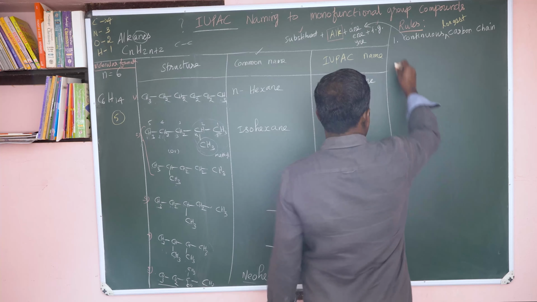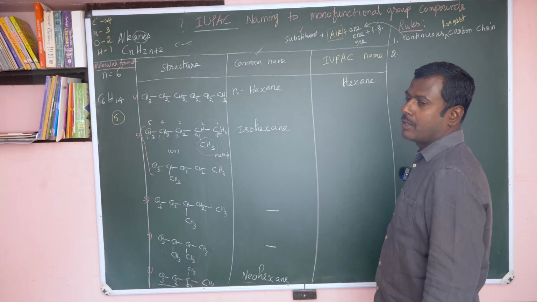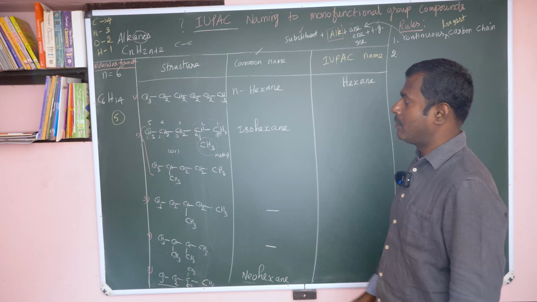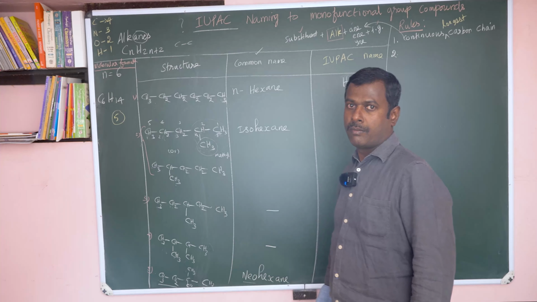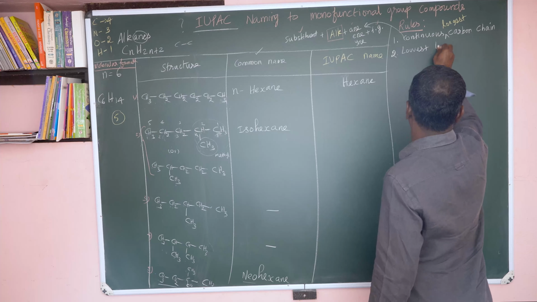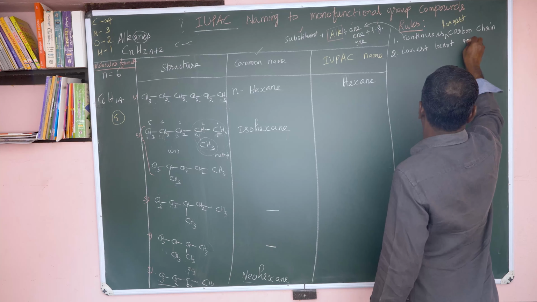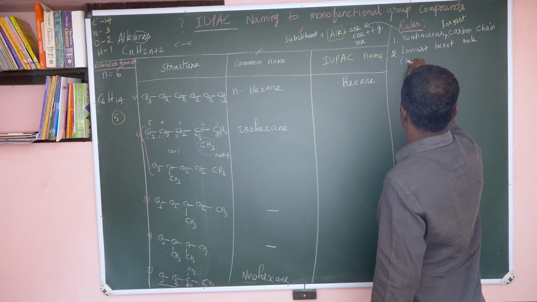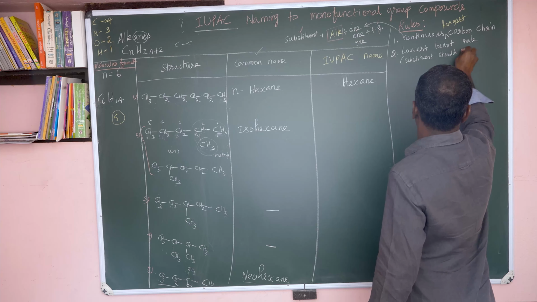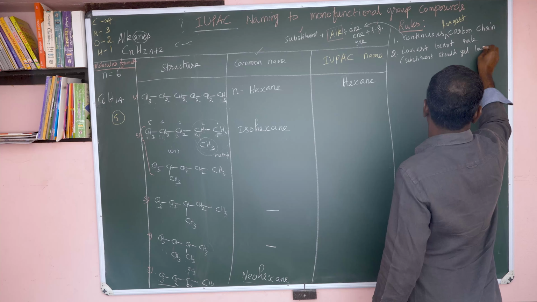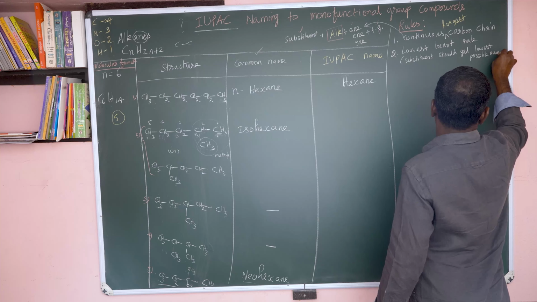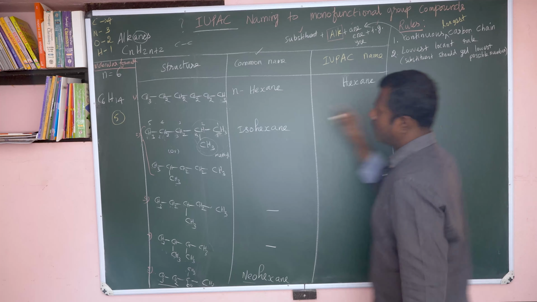The second rule is that the substituent group should get the lowest number. The location of the substituent group must be lowest. Simply, this can be written as the lowest locant rule. That means the substituent should get the lowest possible number. So this is the second rule, and we have to follow the second rule here.